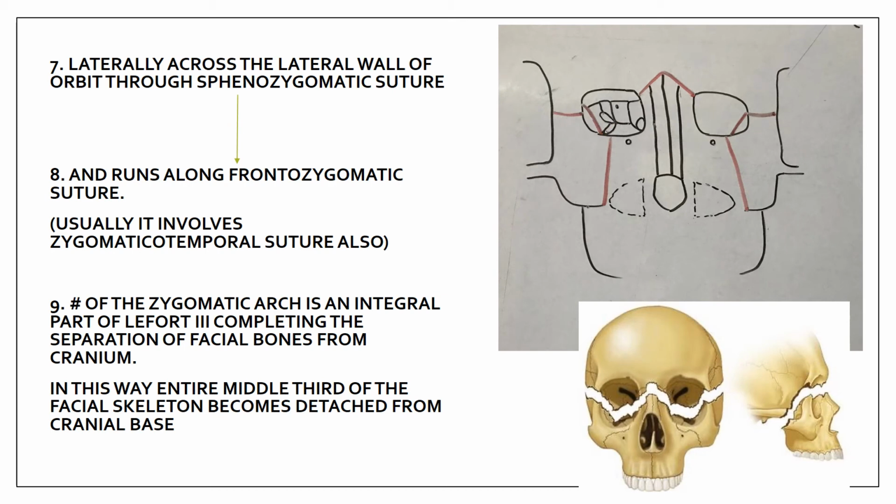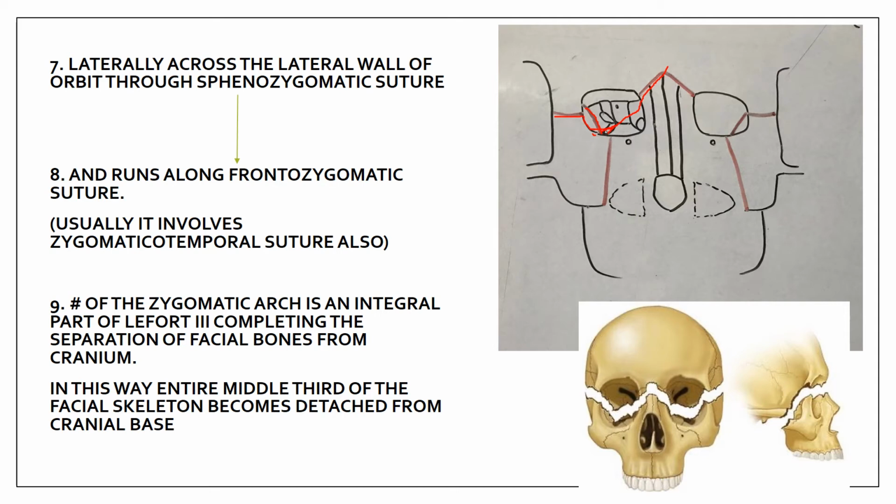Over here this was your fracture line. The next scenario can be laterally, across the lateral wall of the orbit through the zygomaticosphenoid suture. So this is your suture. In this scenario the fracture line runs laterally across this suture. Now it has crossed it, and then it runs along the frontozygomatic suture. So now it is running through the frontozygomatic suture. This is your frontozygomatic suture over here.